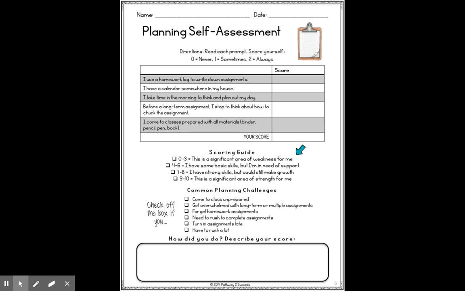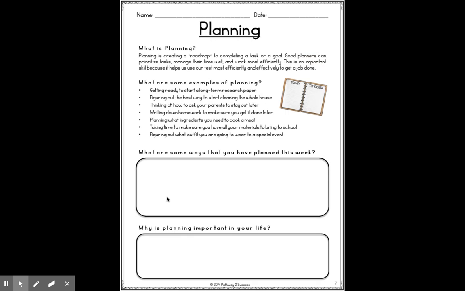Most students, and I will admit I'm not a 9 or a 10 either, although I'm always aiming to be, but I'd say most kids are definitely in one of these three. It's very rare that we have students that are a 9 or 10. Most people do need some practice in this area.